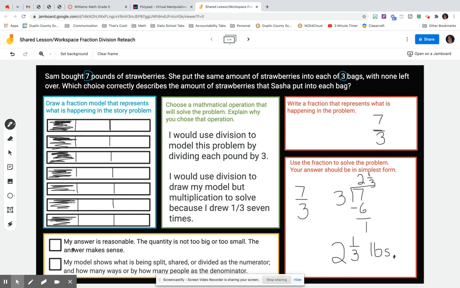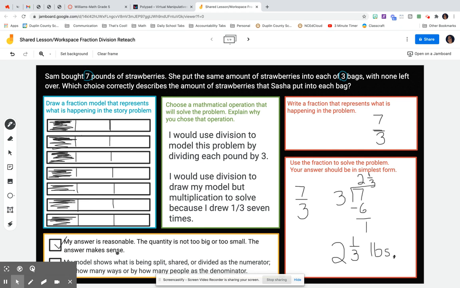We're going to go back and make sure that our answer is reasonable, the quantity is not too big or too small, and the answer makes sense. So yes, it does make sense if I check the reasonableness. If we started with 7 pounds, I can imagine that each bag has at least 2 pounds, so that's 6 pounds. And within 3 bags, I said 6, so 2 times 3 is 6. So it is reasonable.